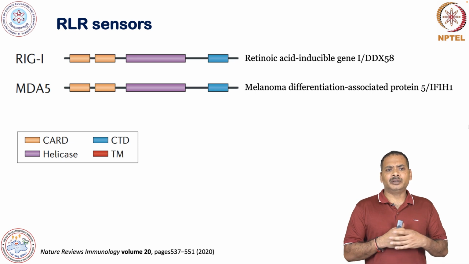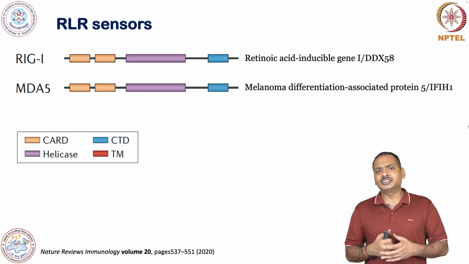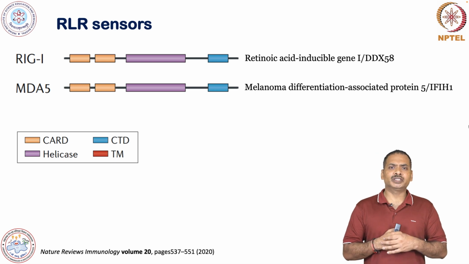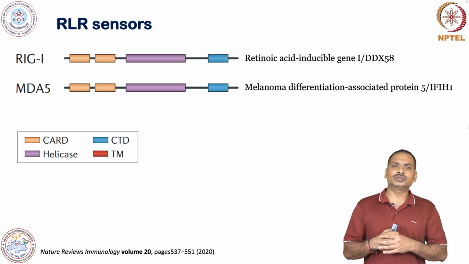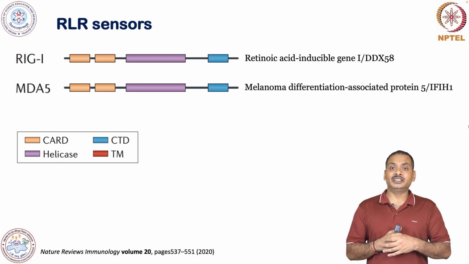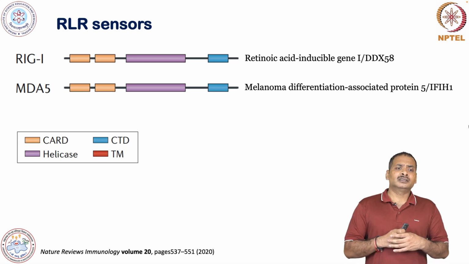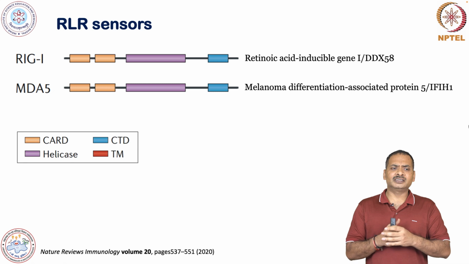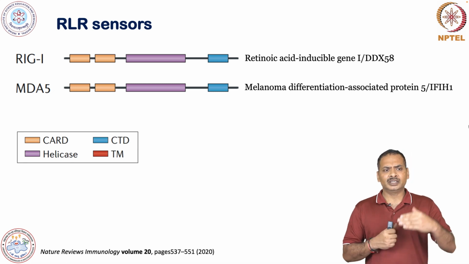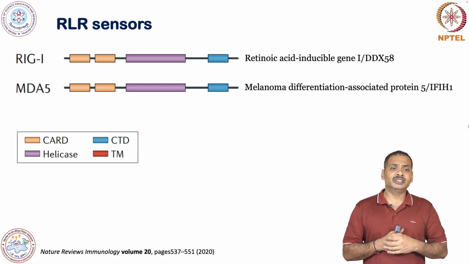The other member is MDA5. MDA5 stands for melanoma differentiation associated protein 5, and this is also known as IFIH1, and this protein also has two CARD domains, and there is an RNA helicase domain, okay, in both cases, RIG-I and MDA5.